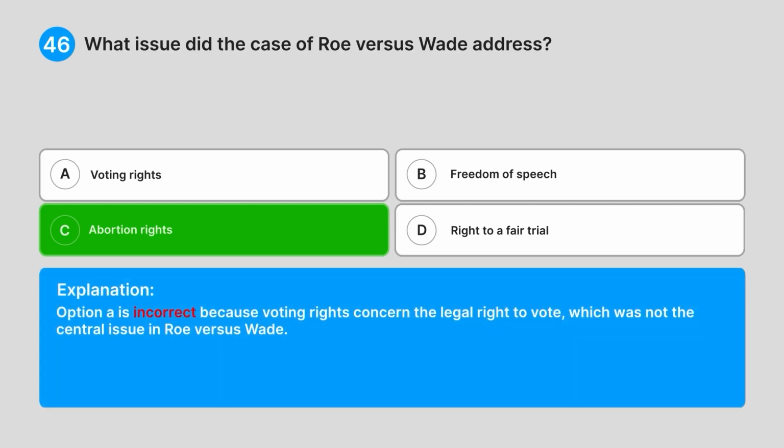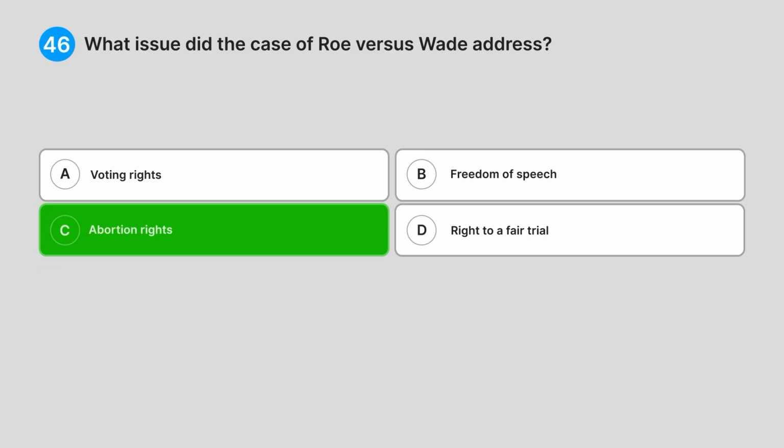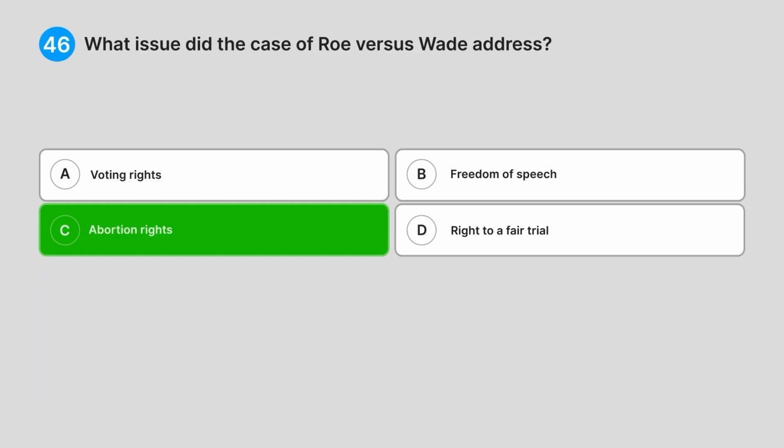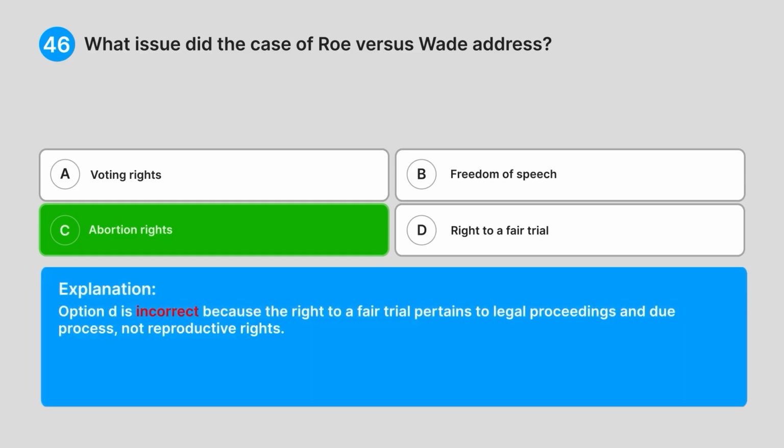Option A is incorrect because voting rights concern the legal right to vote, which was not the central issue in Roe v. Wade. Option B is incorrect because freedom of speech concerns the right to express oneself without government censorship, which is unrelated to the abortion rights issue. Option D is incorrect because the right to a fair trial pertains to legal proceedings and due process, not reproductive rights.